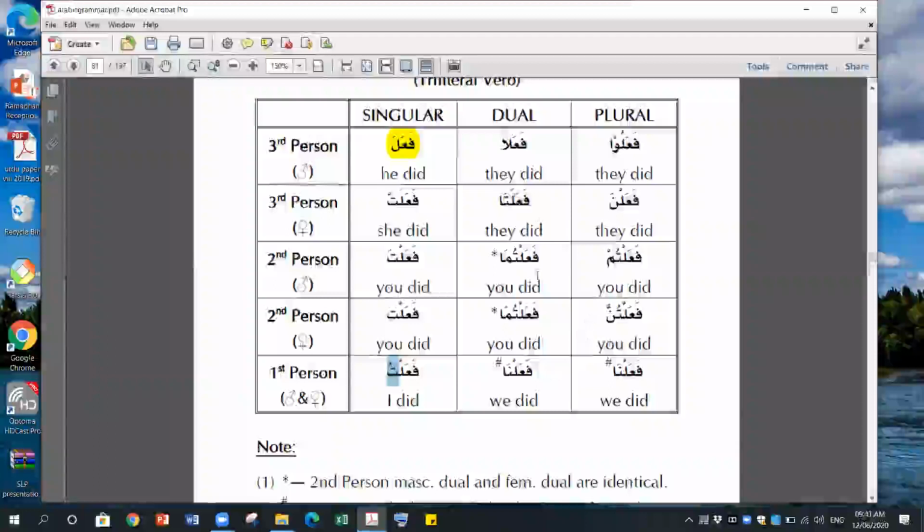Fa'ala, fa'ala, fa'alu. Now I think we are very clear that the first column is singular, the second is dual and the third is plural. If you cram it like that, it's rote learning, but it is easy. It will help you to recognize the verbs in the Quran, inshallah, maybe with translation.